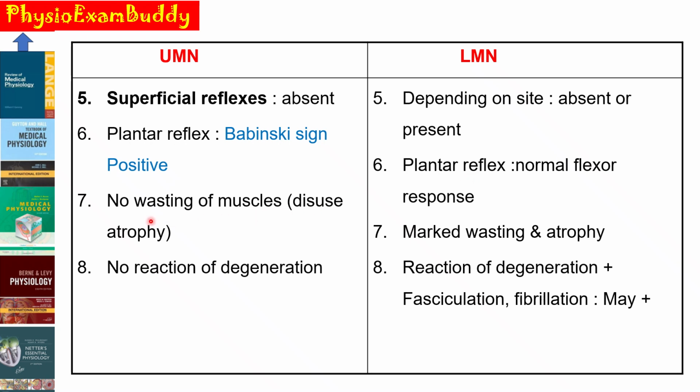In UMN, there is no wasting of muscles or disuse atrophy, whereas you will get marked wasting as well as atrophy in case of LMN type of lesion. And there is no reaction of degeneration in case of UMN, whereas the reaction of degeneration will be present, and fasciculations and fibrillations may also be present, in cases of LMN type of lesions.